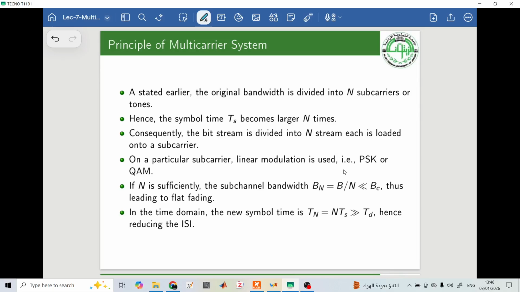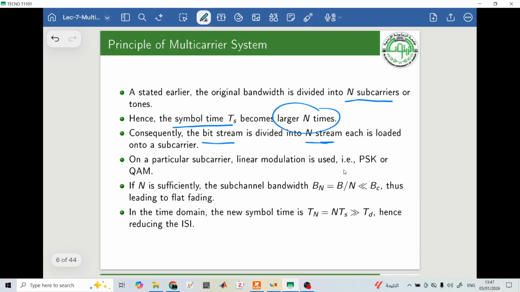Now, the main principle of multi-carrier systems is, as we said earlier, we divide the large bandwidth into n smaller bandwidths or subcarriers. Okay, so in this case we have reduced the bandwidth. Consequently, the symbol time will increase. It will increase n times, of course. So the bit stream will be divided into n streams, of course. Each of them will be loaded onto a separate subcarrier.